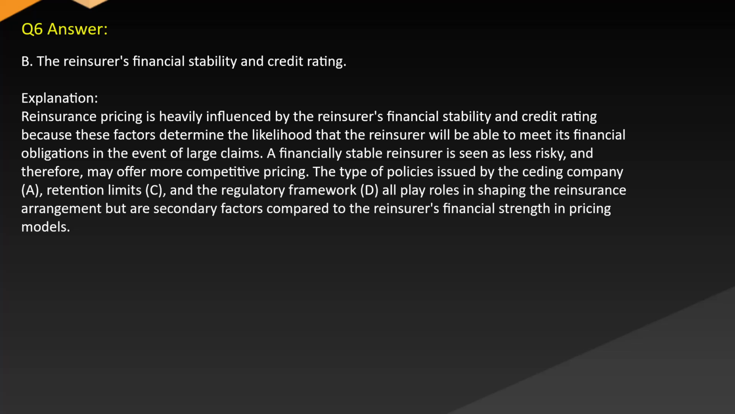The type of policies issued by the ceding company (A), retention limits (C), and the regulatory framework (D) all play roles in shaping the reinsurance arrangement but are secondary factors compared to the reinsurer's financial strength in pricing models.